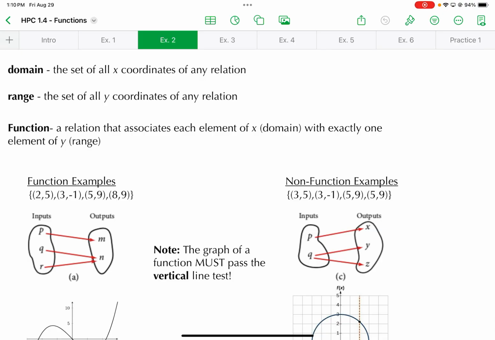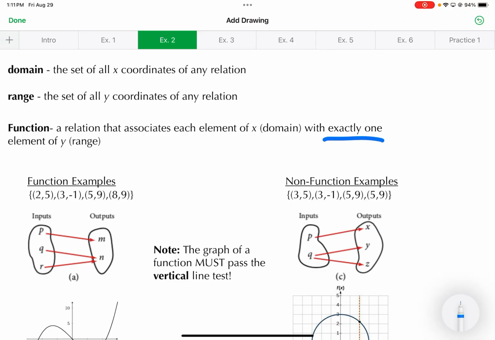So a function is any relation that associates each element in x with exactly one element in y. So that "exactly one" is the key part of that definition there, okay? So each x value gets mapped to exactly one y value. You can't have an x value that goes to more than one y value, okay?